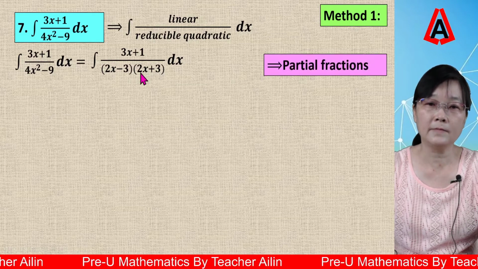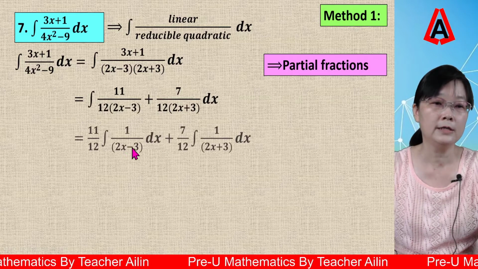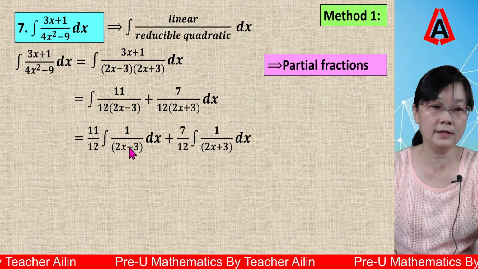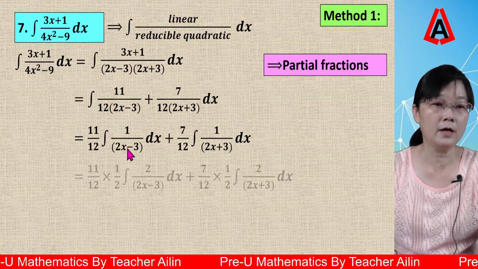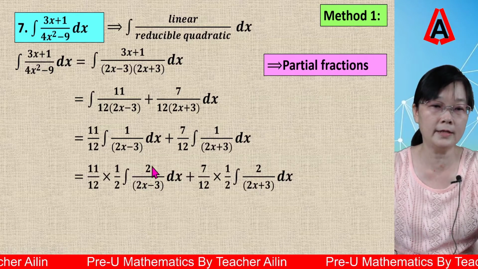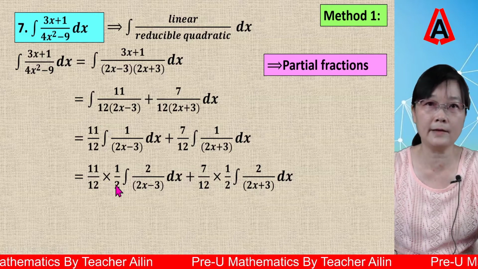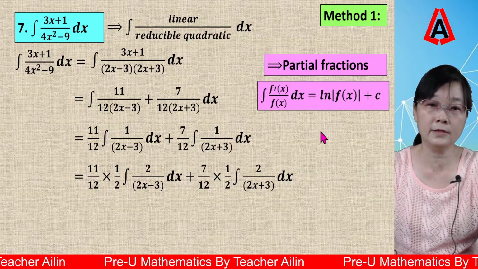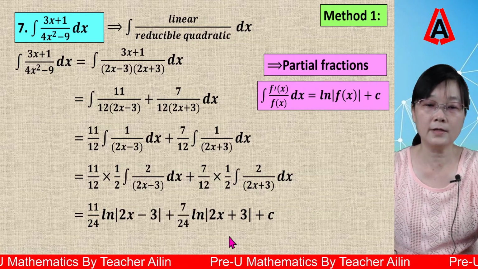And then I'm going to use partial fractions to separate it into two different integrals. Then because the derivative of the denominator is the constant 2, I insert the 2 as the derivative of the denominator here, and at the same time I must divide by this same number out here. So now I'm going to use this formula to integrate. After integration, I get this as the answer.